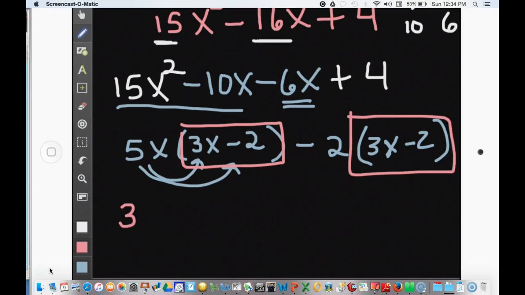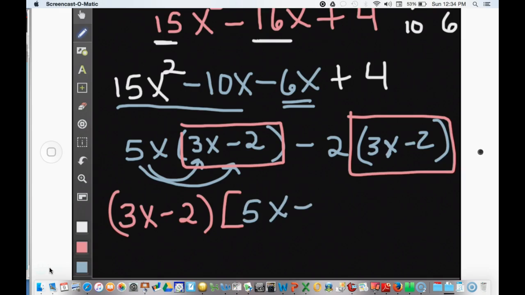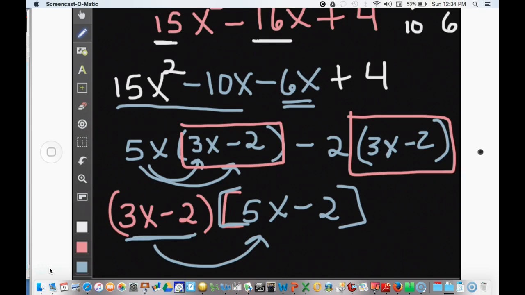And so we're going to factor out that 3x minus 2, and we're going to multiply it by the 5x minus 2. And I put this in the other parentheses, this more squared one. You really don't need to, but I just wanted to stress that the 3x minus 2 times this first term gives us that. And the 3x minus 2 times the second term gives me this second term up here. Pretty awesome.